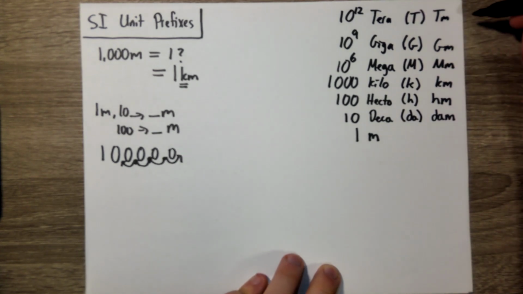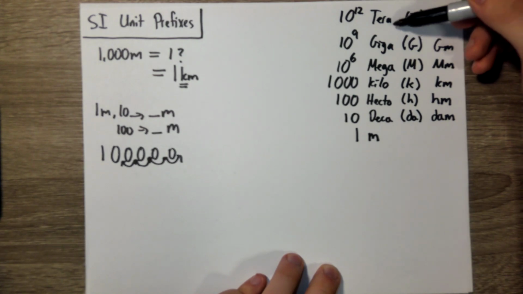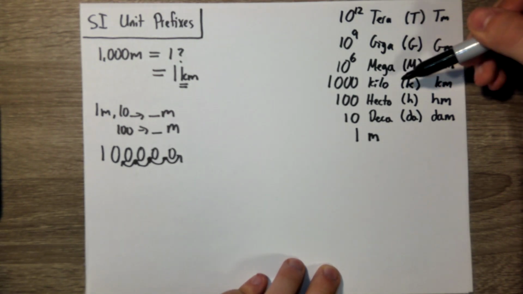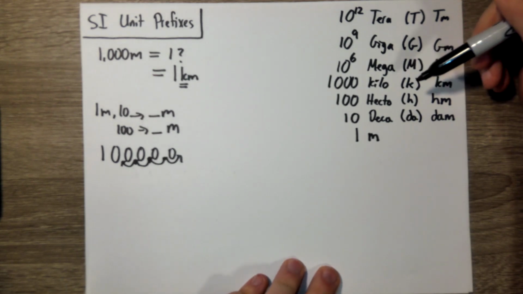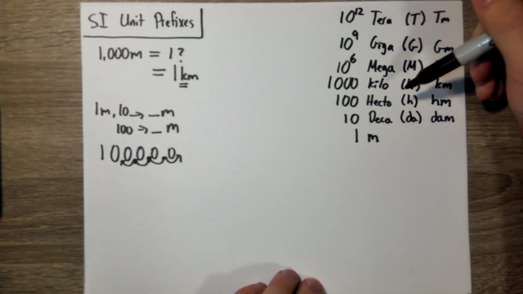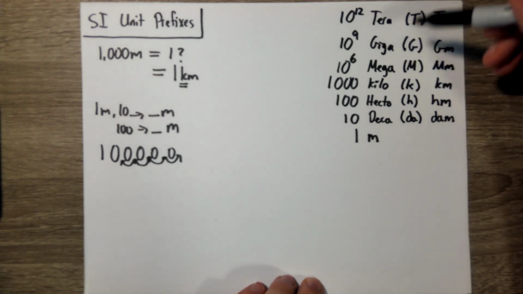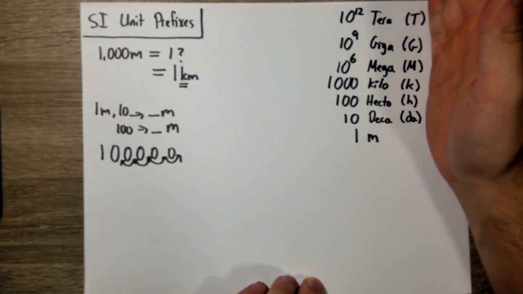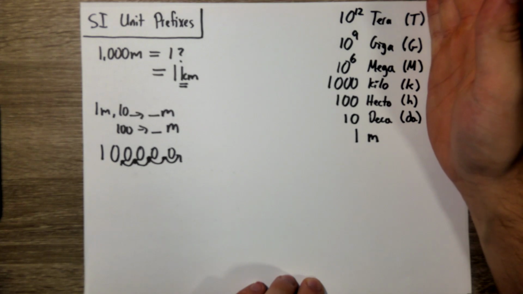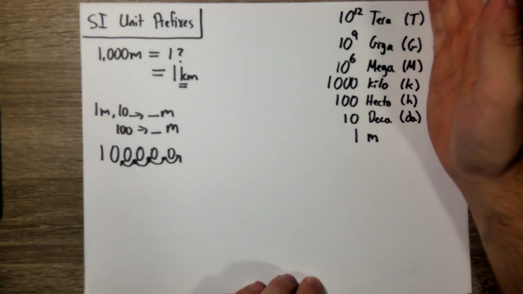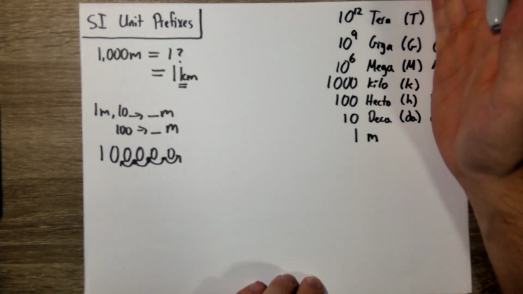Now if you know anything about computers, you may recognize these unit prefixes in terms of bytes, kilobytes, megabytes, things like that. So they work for many units. If you take out the example of meters, you can put them in front of any unit and it'll work, as long as you're within the SI system.